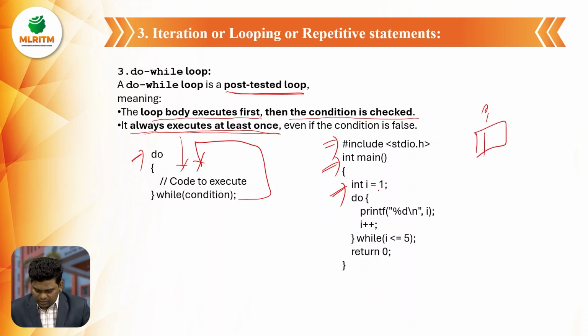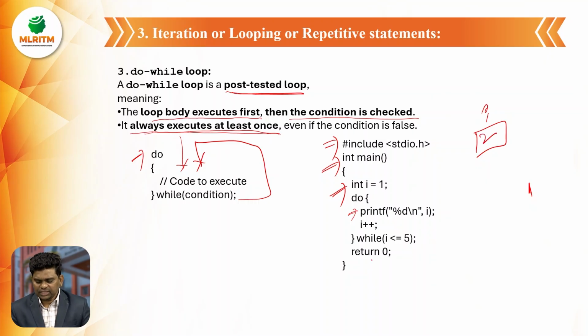This time we have I value is 1. See, directly do. So when the compiler reaches do, it directly enters the body and executes the statements, because there is no conditional statement here. So what is in the do statement here? Directly we are printing I value, that is 1, then I plus plus. I plus plus means I value becomes 2.